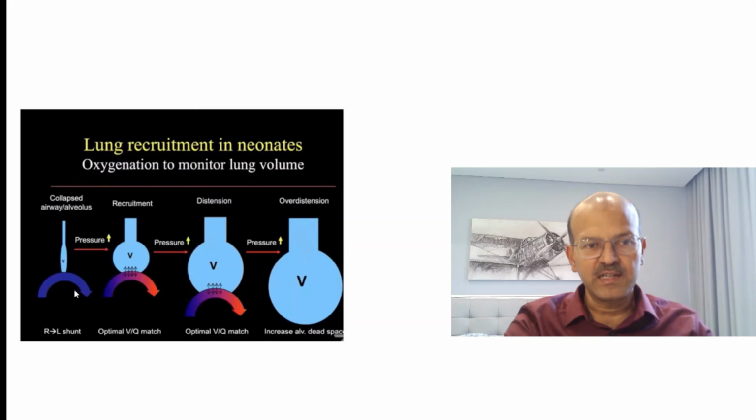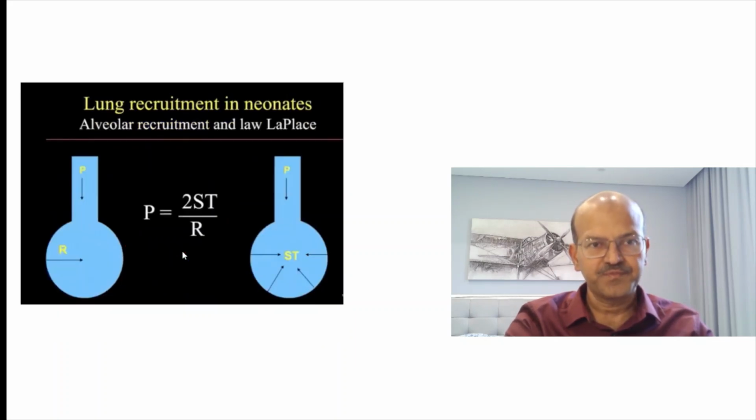So either you have a shunt with atelectasis or you have a dead space, and both these ends of the lung lead to atelectotrauma and volutrauma. So we should avoid both these extremes. So the idea is to maintain the lung around this range with the lowest pressure possible.